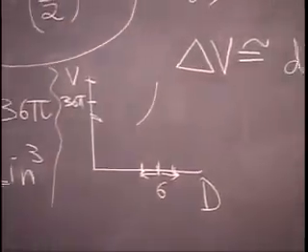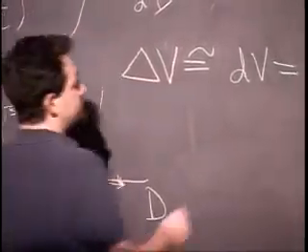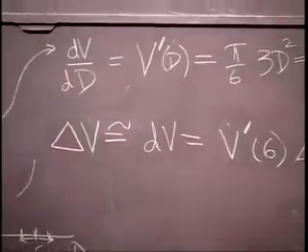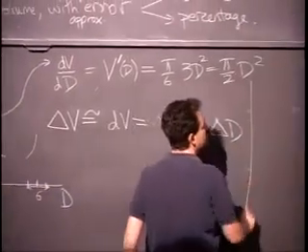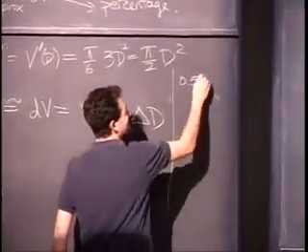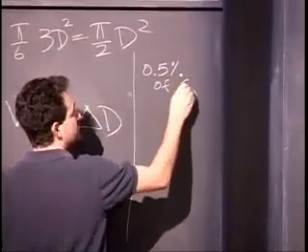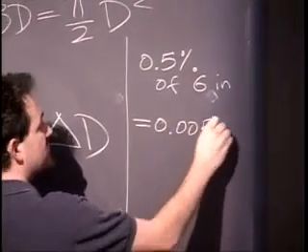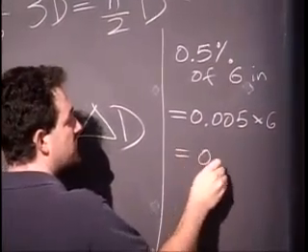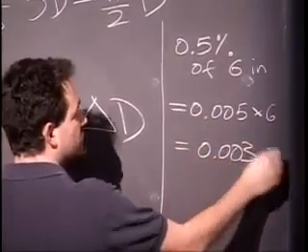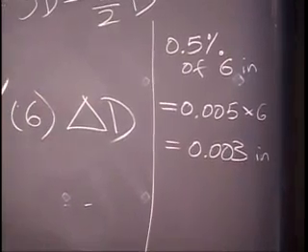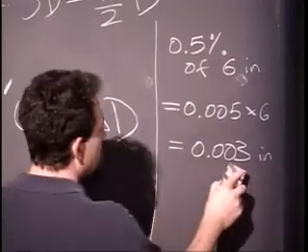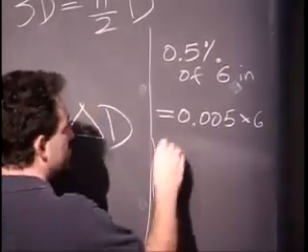So what is delta D? Well, it's 0.5% of 6 inches. So I better take a little sidebar over here and say that 0.5% of 6 inches is actually equal to 0.005 times 6, which is equal to 0.003 inches. So in absolute terms, I've measured, is that correct? 0.003, it's not 0.003, it's 0.03. I was out by a 0.